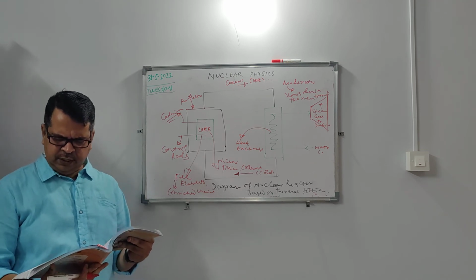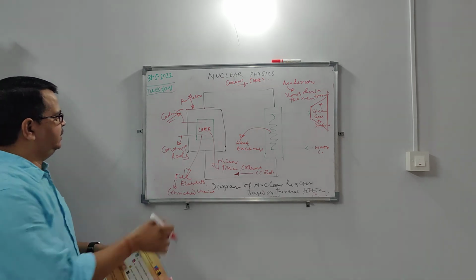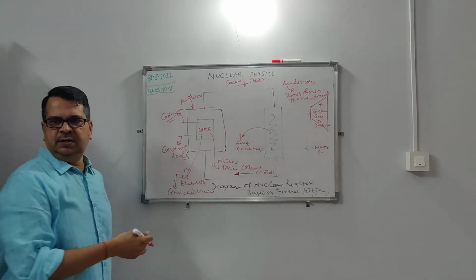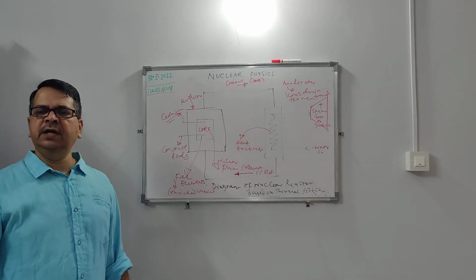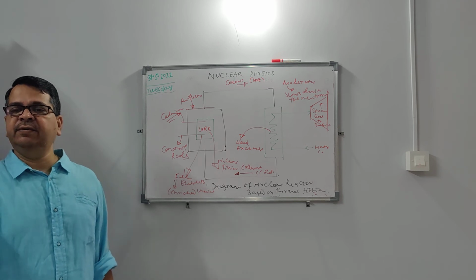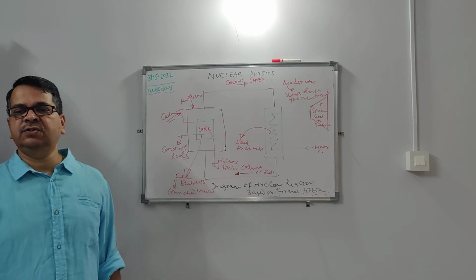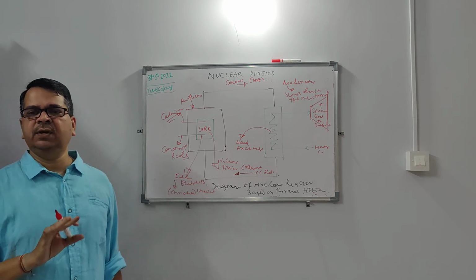The core is surrounded by a reflector to reduce the leakage. So it's a very thick structure so that nothing leaks out. See, in addition to neutrons, there will be some radiations also. So those things need to be contained.